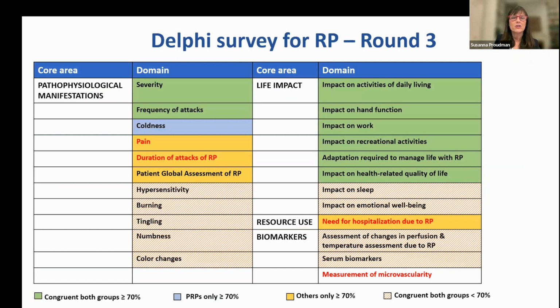For pathophysiological manifestations, this included severity of Raynaud's phenomenon and frequency of attacks. And for life impact, a number of items which could be broadly grouped under the target domain of function, as well as adaptation required to manage life with Raynaud's phenomenon and impact on health-related quality of life.